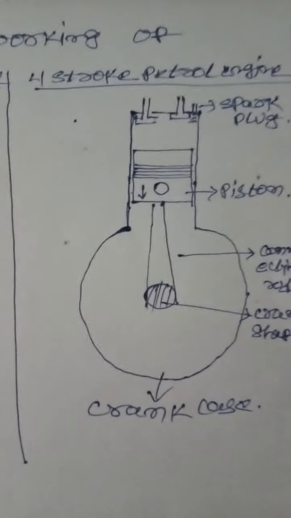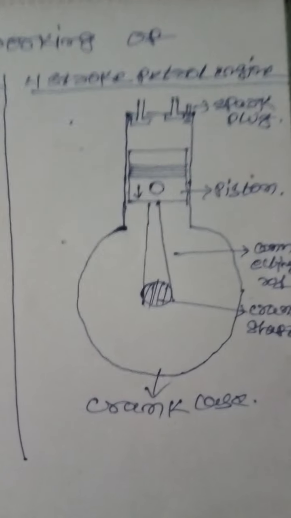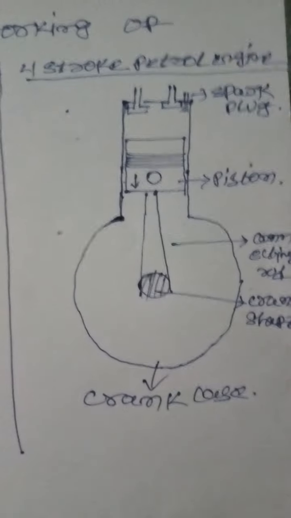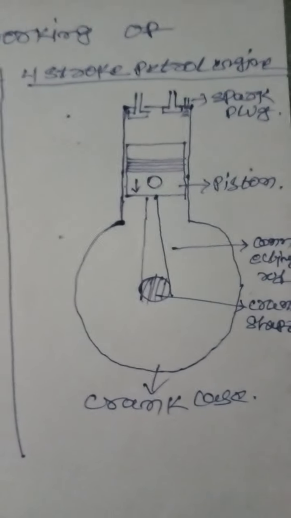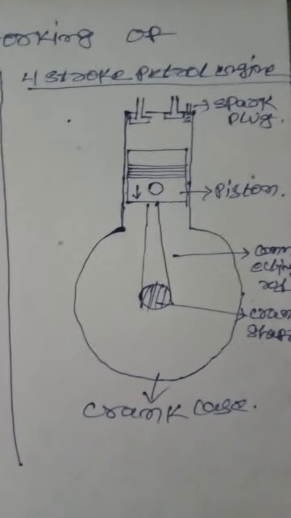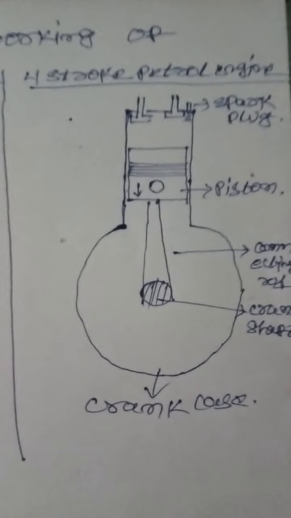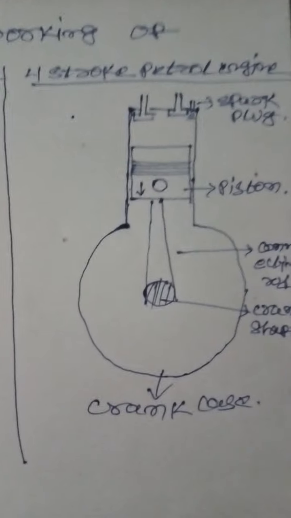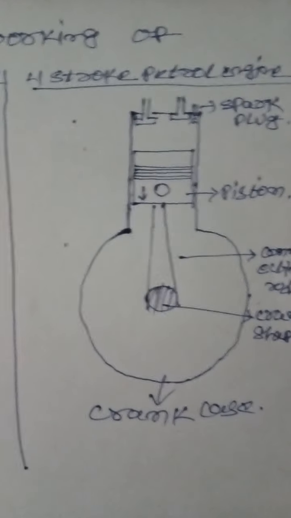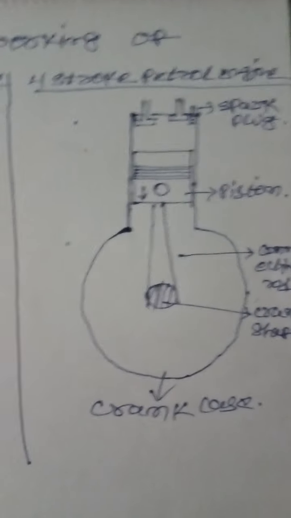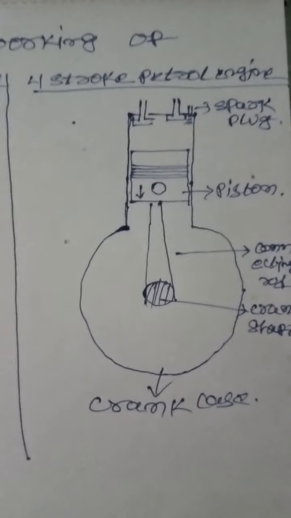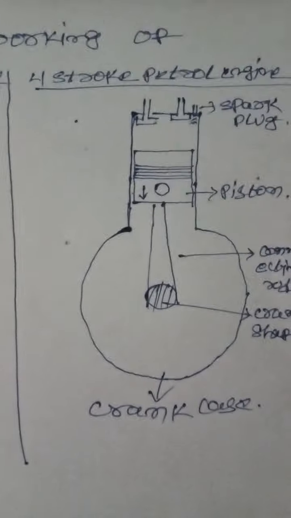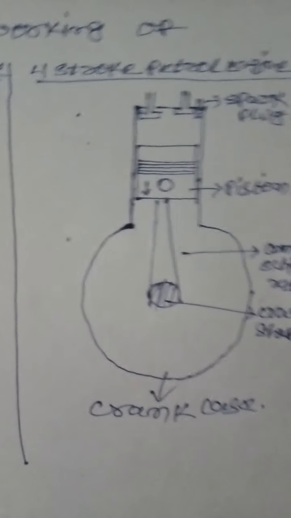Similarly, during the compression and power stroke, both these two valves remain closed. The air is highly compressed, and at the end of that compression stroke, the highly compressed charge comes in contact with the diesel being injected through the injector into the combustion chamber, and that fuel gets burnt. At the end, during the exhaust stroke, the exhaust valve opens and the gases are liberated through the outlet valve.